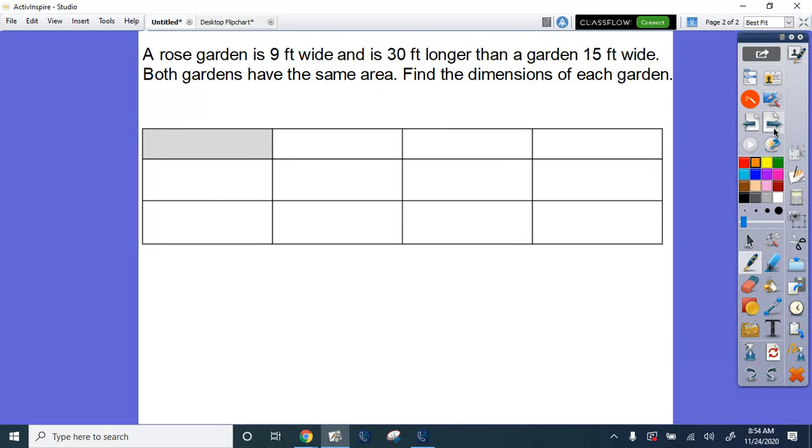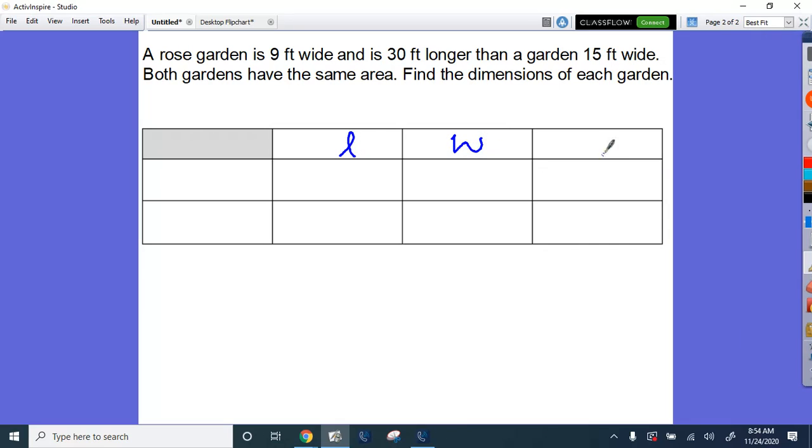Next example, we're going to look at an area problem. So here we have 2 gardens. Again, we're going to label up here length, width, and this is actually talking about the area. So now I'm talking about a rose garden. It is 9 feet wide, so I know that's my width, 9, and it is 30 feet longer than a garden 15 feet wide. So this is a second garden.